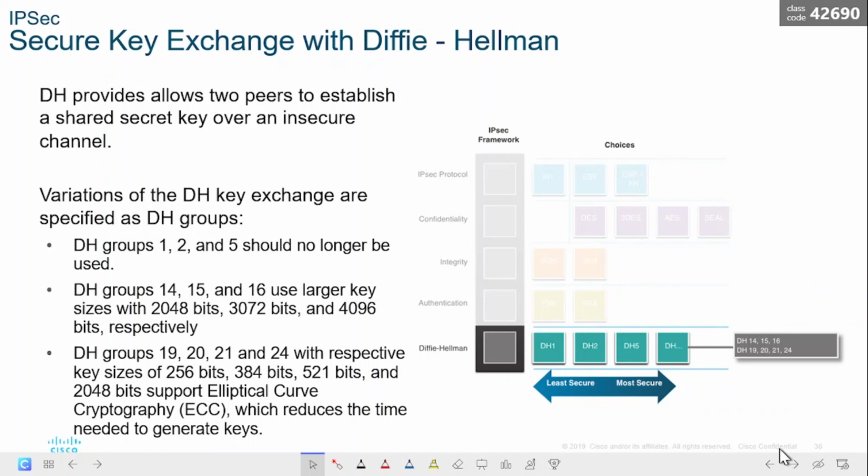Okay, so that is the IPSec security. Some information regarding the authentication and some methods of securing our communication channel.